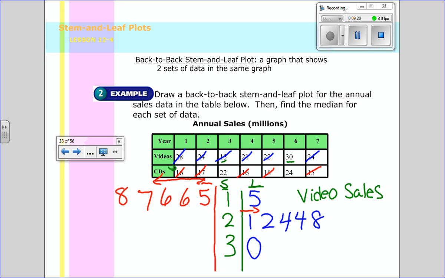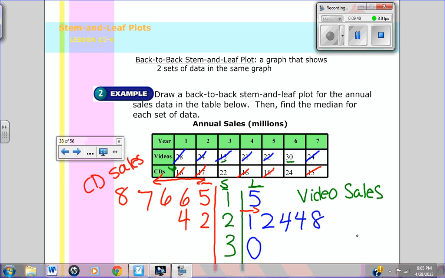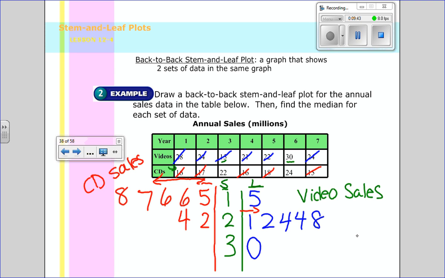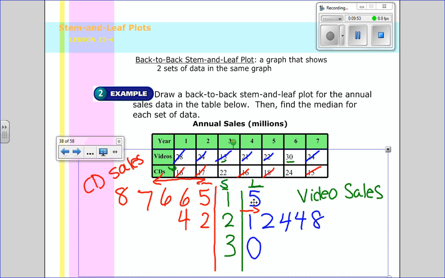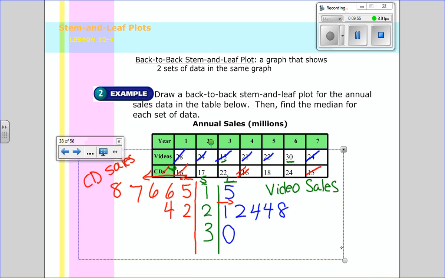And then for this part, we have 22 and 24. There we go, and this part tells us about CD sales. So I give it a title. Now, here's the thing. We want to give this a title, don't we? Or not a title, a key. So when we do our key, we want to make sure we have the same information shown. So let's see if I can just make this a little bit smaller first. It might make it a little easier to do. All right, there we go.